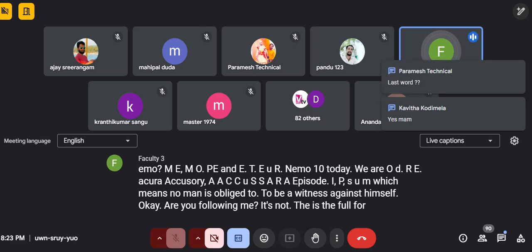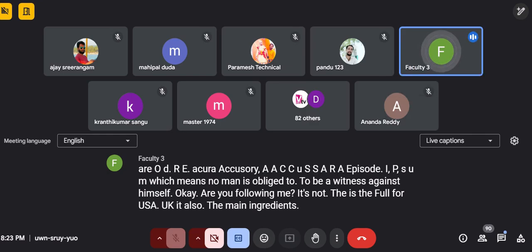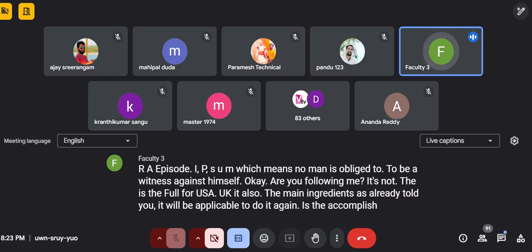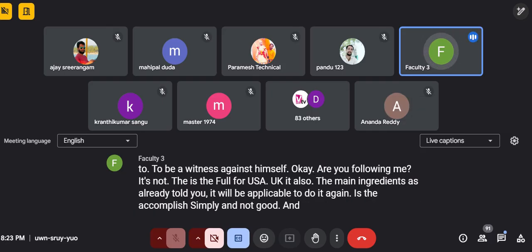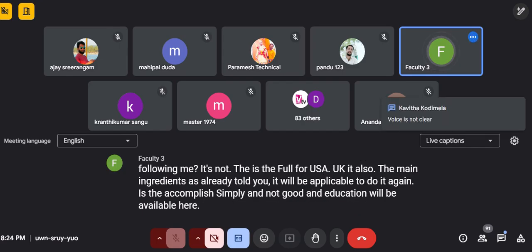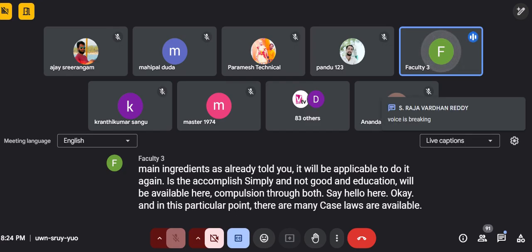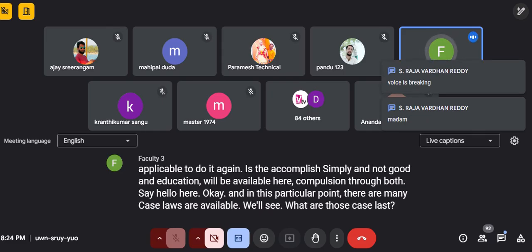It is followed in the USA, UK, and also Canada. The main ingredients, as already told, are protection against compulsion, voluntary admissions are not covered, and the protection is available only to the accused but not the witness. Compulsion includes both physical and psychological coercion. Okay, and on this particular point, there are many case laws available. We'll see what those case laws are.